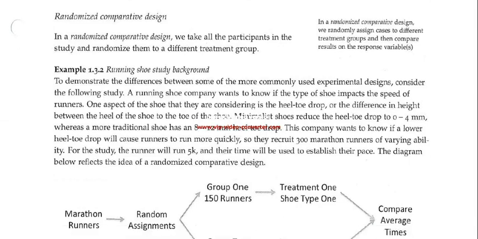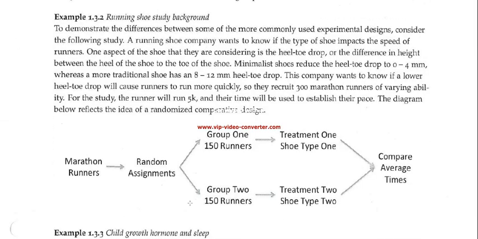of the response variable. So here's an example where we're trying to look at a shoe company who wants to know if the type of shoe impacts the speed of the runners. They're looking at a variable that's heel-toe drop, or difference in height between the heel of the shoe and the toe of the shoe. We have two types of them, the minimalist shoes and then the more traditional shoe. And they want to know if the lower heel-toe drop will cause runners to run more quickly.